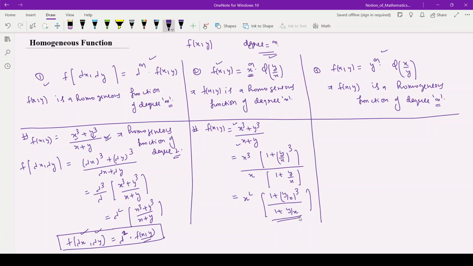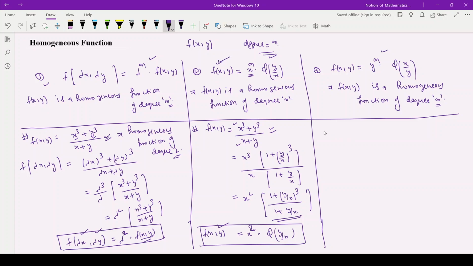This is actually a function of y upon x. So it is actually x square into a function of y by x, and it was equal to f(x,y). So yes, in such a way as well, the original function is written as x to the power n, and here n is 2, into a function of y by x. So I will say yes, this is also a homogeneous function of degree 2 by the second method.